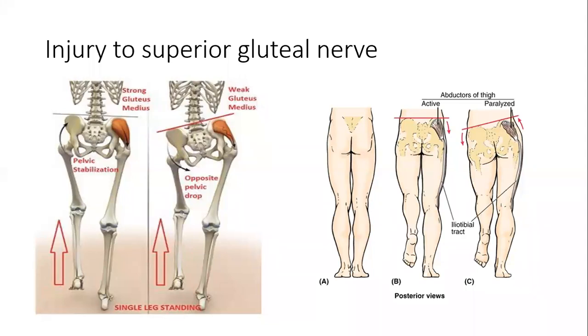So please keep this sign and keep this test clear to you. It is a very important question given in SAQs, asked in MCQs, and it is practically asked to be done in the Viva by the professors. So that is a very famous question related with the injury to superior gluteal nerve. That is Trendelenburg sign or test.